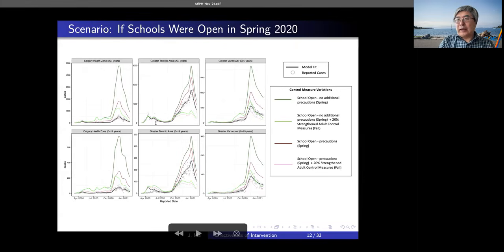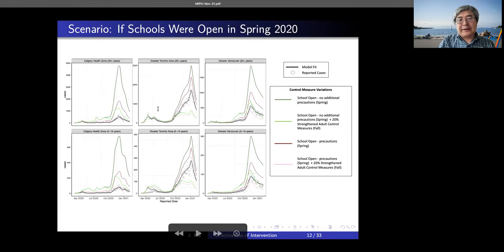So even though the schools opening in spring could be quite devastating in some areas like Calgary and Greater Vancouver, implementing fall control measures can still bring the cases down, even if we keep the school open. But in Toronto, the effect is much smaller.